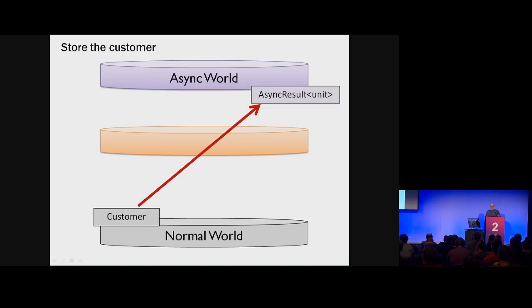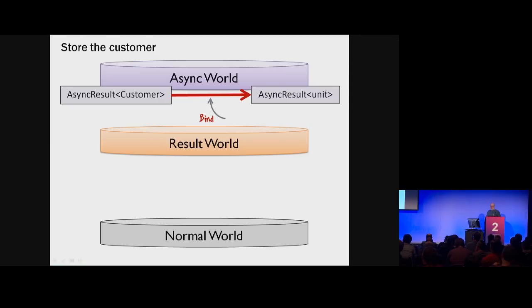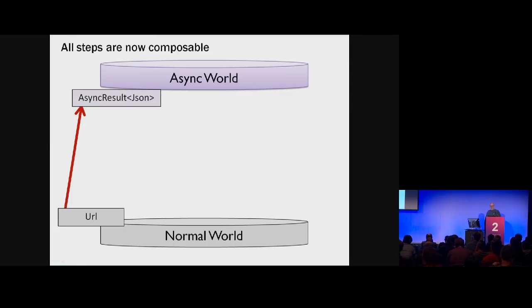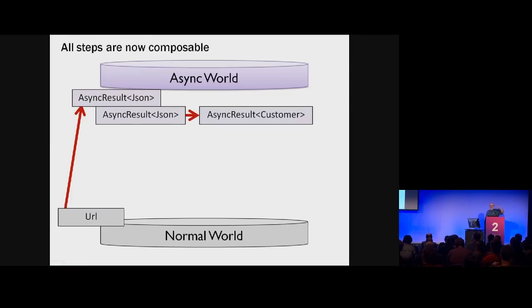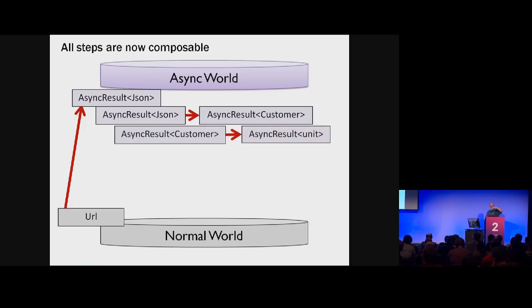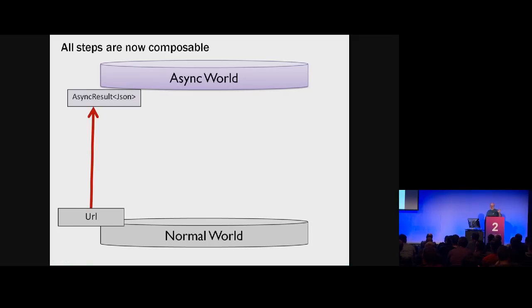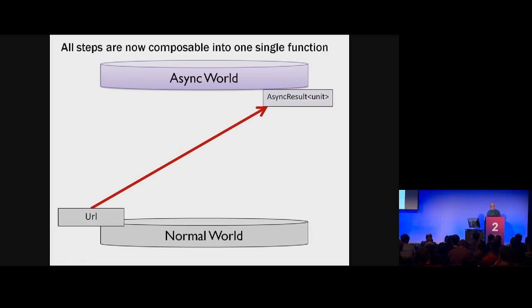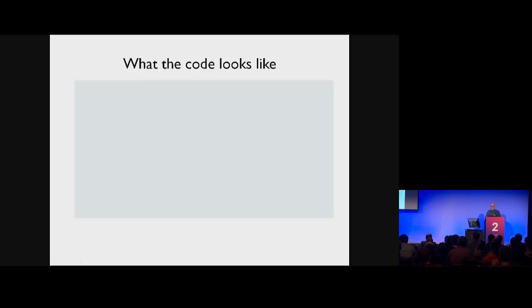And then this last one, storing a customer, is again a diagonal function. So we're going to use bind on it again to turn it horizontal. Right? And now we have the first one goes up to async world. The JSON to customer is now all in async world. The customer to storing a database is also in async world. So these are now all exactly the same types. We can glue them together and make one single function that goes all the way from one to the other. So there's an example of how you'd use this toolkit.